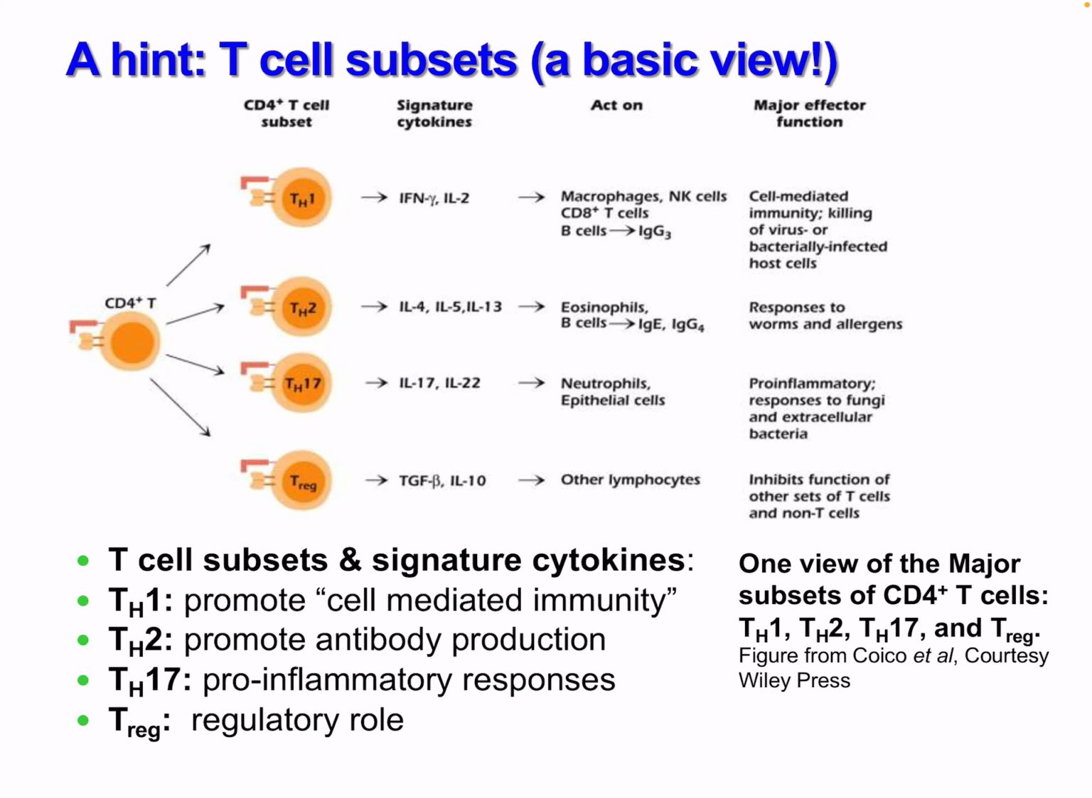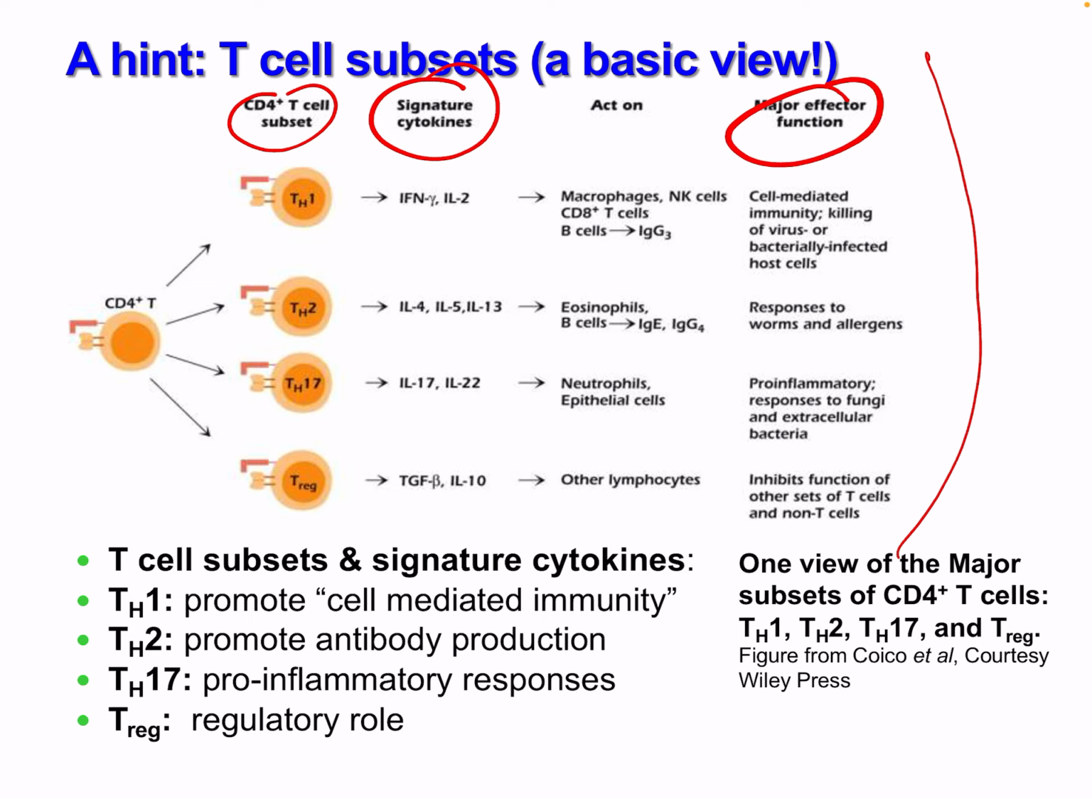So, a hint: T cell subsets. These are pretty important, I would say, in a lot of pathologies and a lot of diseases. This is a really good figure to get down. I would say the best way to remember is the subset itself and the signature cytokines, and mainly the function. So these you can kind of get away with, but still important. But I would say these two are the most important.